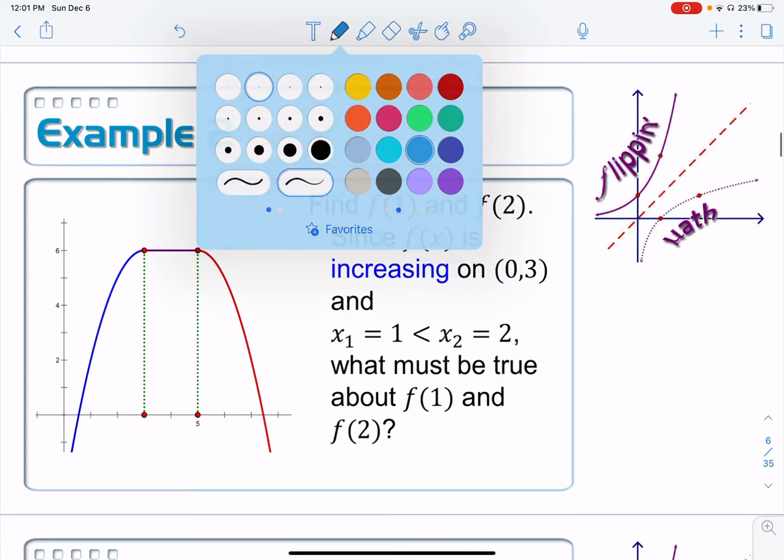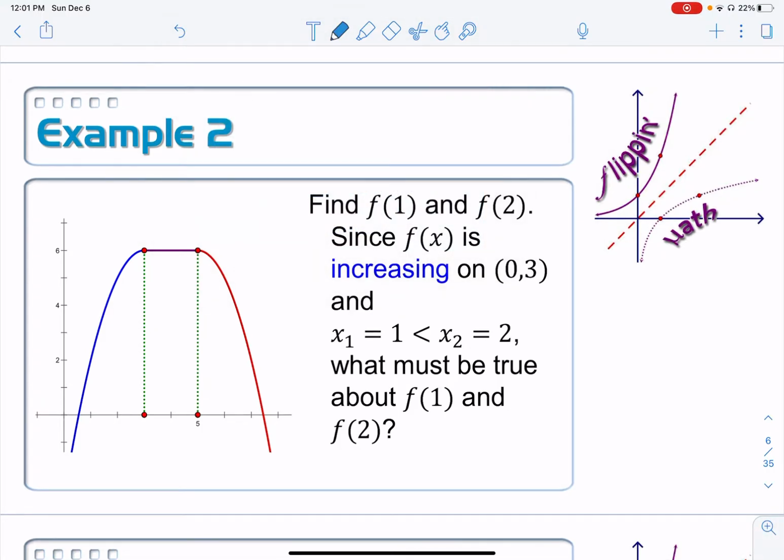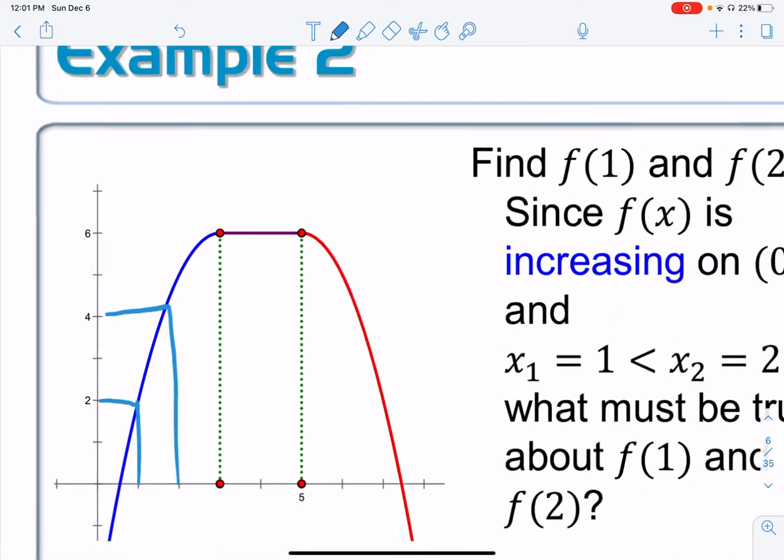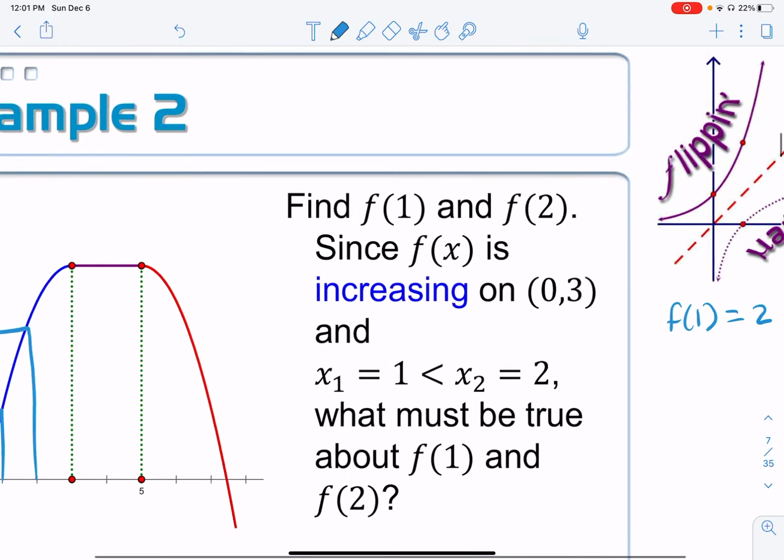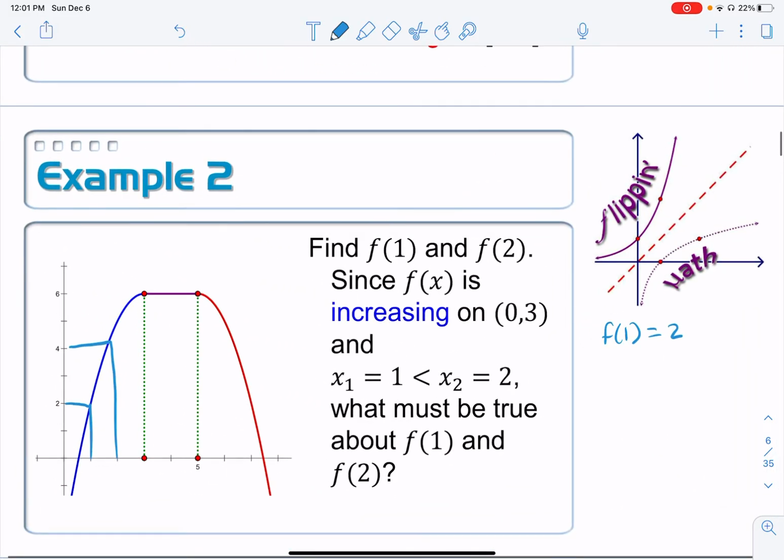Let's see. f of 1. Follow this straight up and then come over. It looks like f of 1 is equal to 2. And then we want to find f of 2. Come straight up. Looks like that might be 4, perhaps. Maybe it's a little bit bigger than 4. This line right here does not look horizontal. So we're going to say it's approximately equal to 4, so f of 2 is equal to 4.